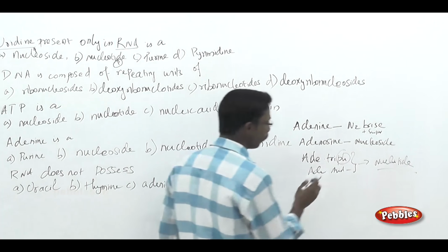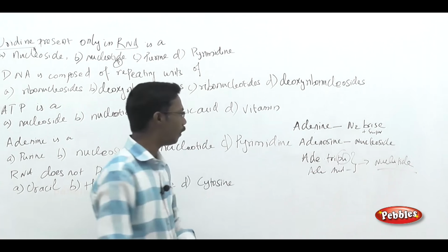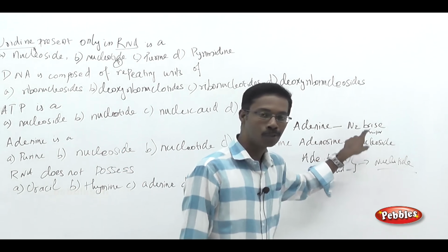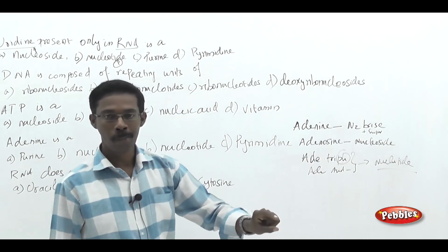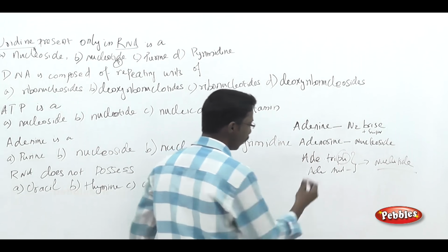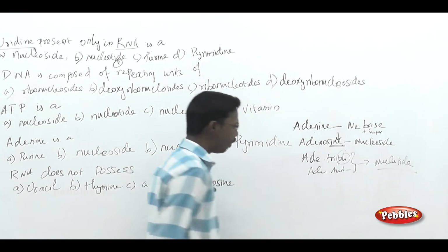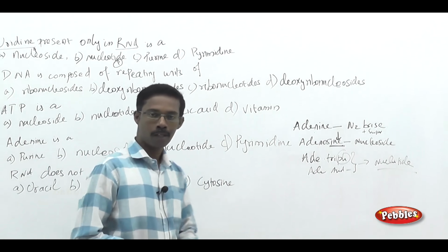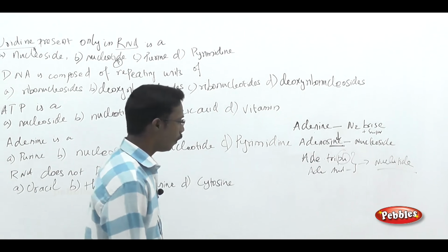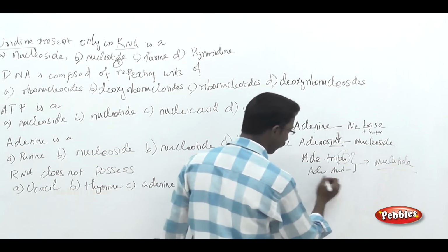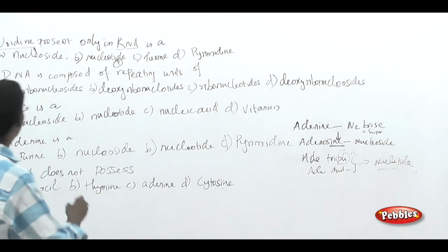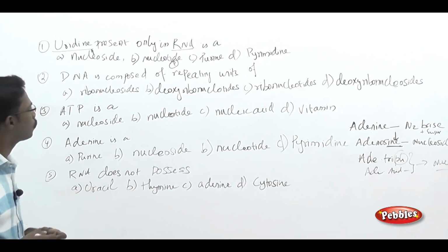Nitrogenous base refers to just the base: adenine, guanine, thymine, cytosine and uracil. Nucleoside refers to the nitrogenous base along with the ribose sugar or the deoxyribose sugar, and here the terms end with -ine: adenosine, uridine, thymidine, cytidine. Nucleotide refers to adenylic acid, adenosine triphosphate or uridine triphosphate, like that. So now you can choose the answer.